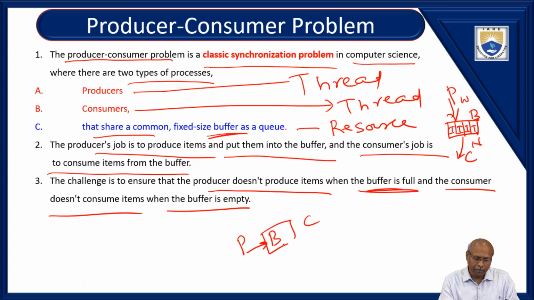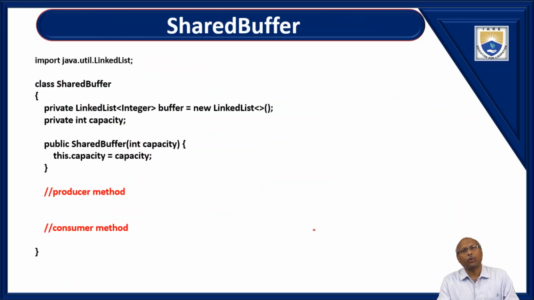Producer is producing the item, storing in the buffer. Consumer is consuming the item from the buffer. Now let us see how to write a program for this. So for the producer consumer problem, what are the programs I need?